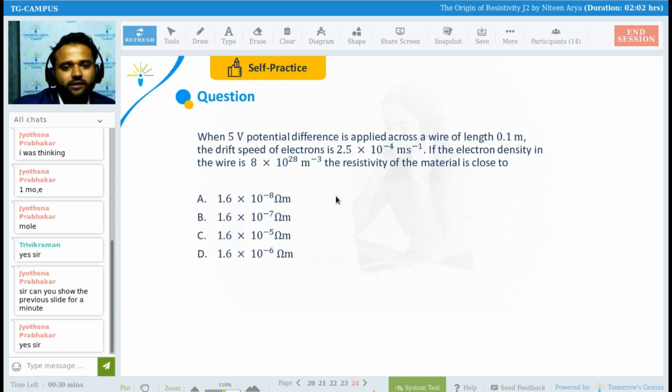Okay, moving ahead. Now you need to find this. When a 5-volt potential difference is applied across a wire of this length, the drift speed of the electron is this. If the electron density of the wire is this, the resistivity of the material is close to what? This question is good. Tell me, which particular formula are we going to use?